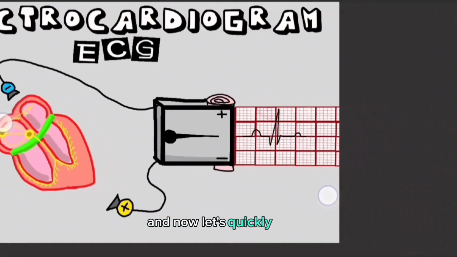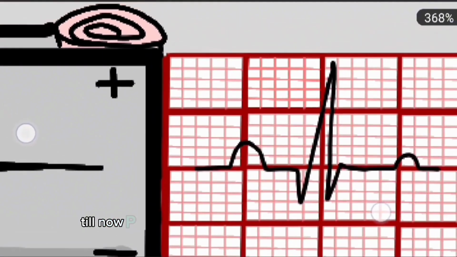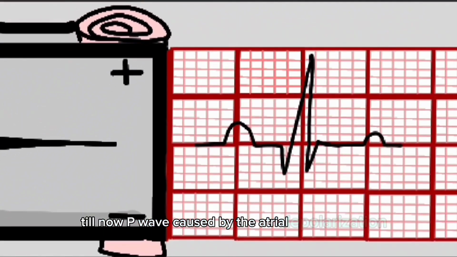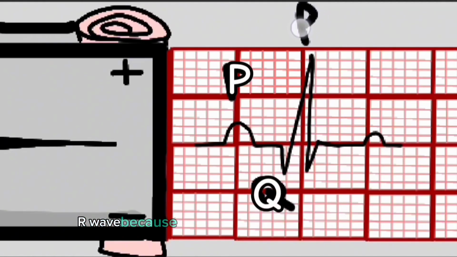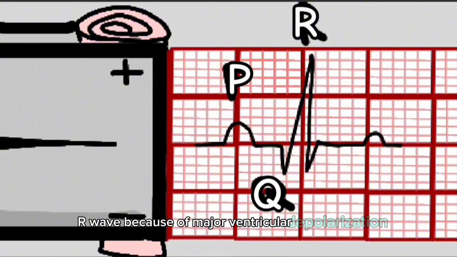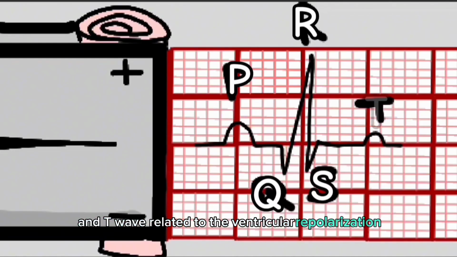And now let's quickly revise all the normal waves that were recorded till now. P wave caused by the atrial depolarization, Q wave related to ventricular septal depolarization, R wave because of major ventricular depolarization, S wave related to ventricular basal depolarization, and T wave related to the ventricular repolarization.